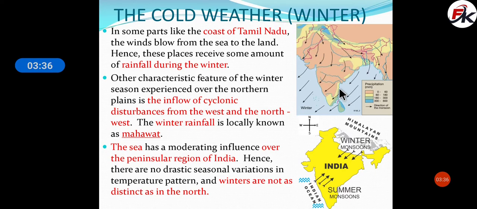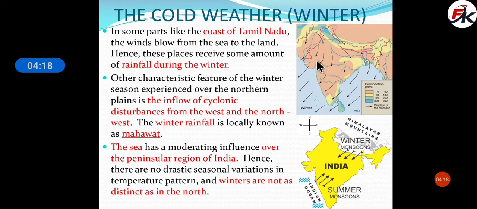Another characteristic feature of the winter season experienced over the northern plains is the inflow of cyclonic disturbances from the west, from this area. The winter rainfall is locally known as Mahawat. Remember the word Mahawat. In the winter season, that rainfall comes due to the cyclonic disturbance from the west and the northwest.